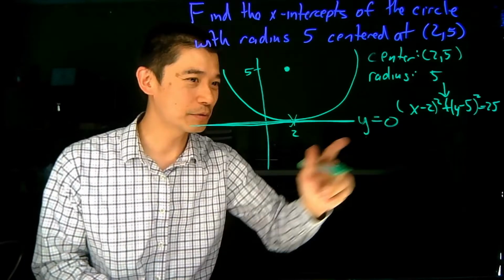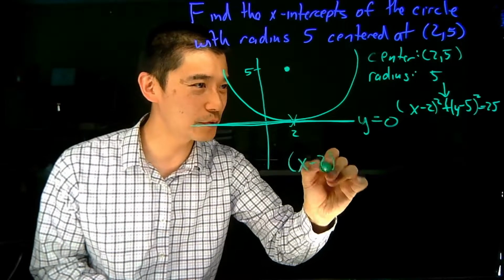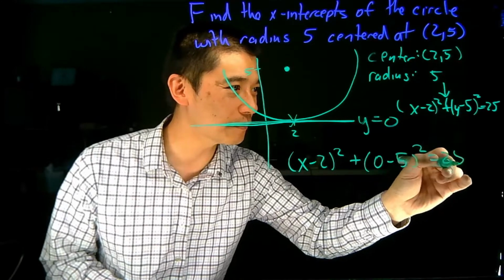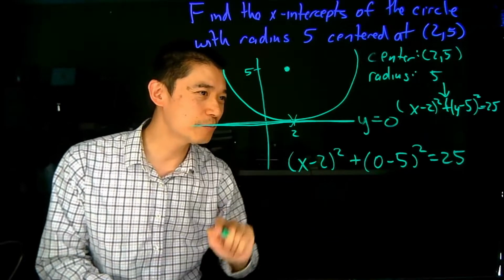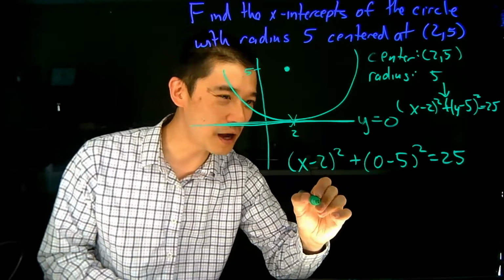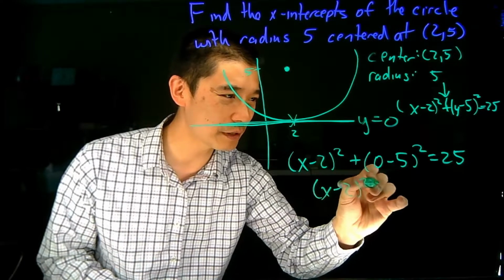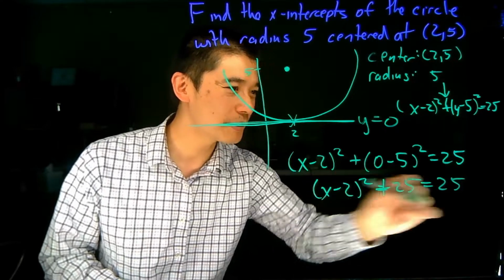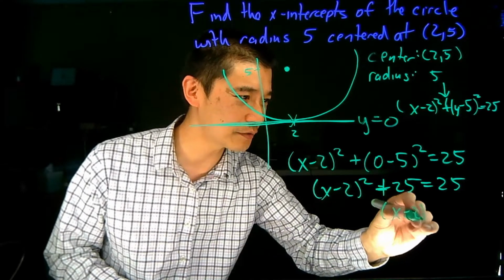Now we're just going to plug things in. Y equals 0, we're just going to drop it right in. So x minus 2 squared plus 0 minus 5 squared is equal to 25. 0 minus 5 is negative 5. Negative 5 squared is positive 25. So x minus 2 squared plus 25 is equal to 25. Subtract 25 from both sides. X minus 2 squared is equal to 0.